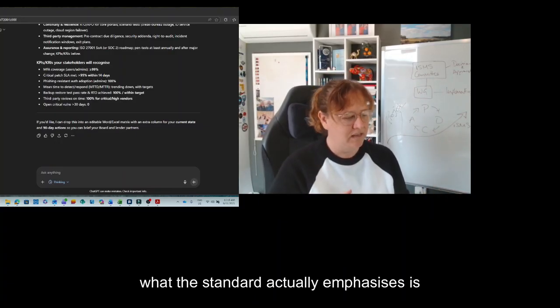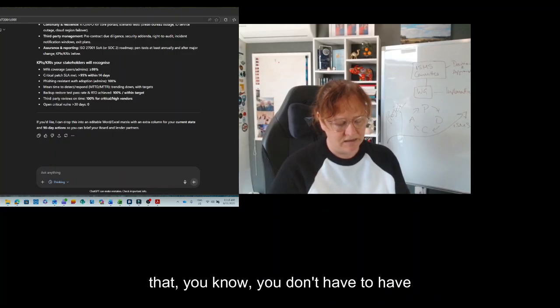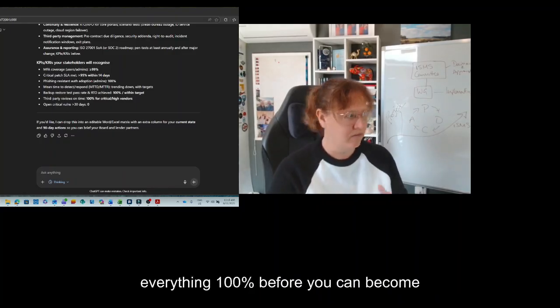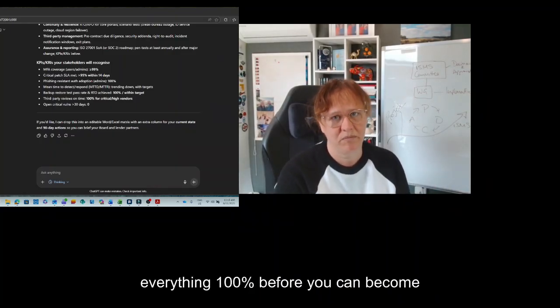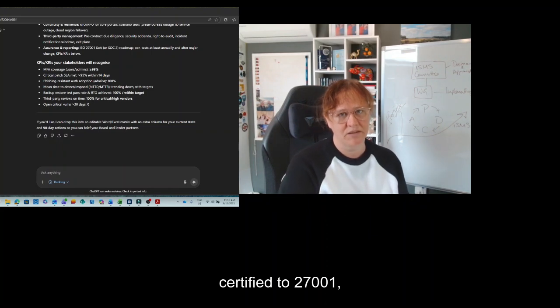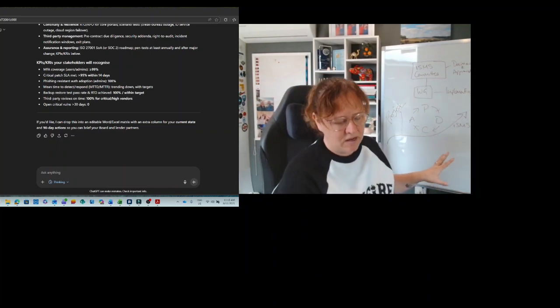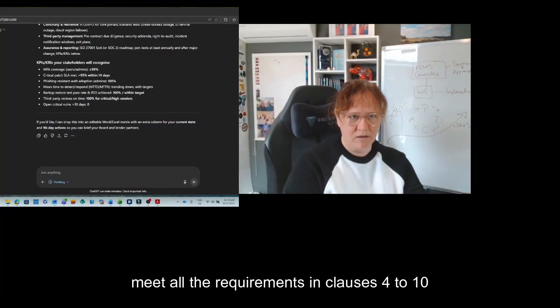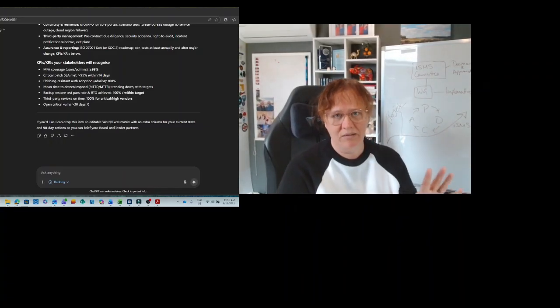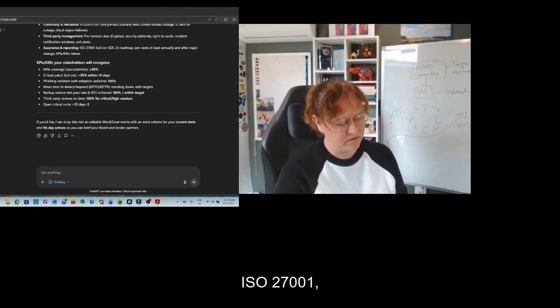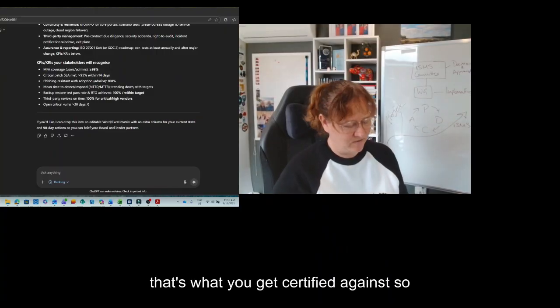So what the standard actually emphasizes is that you don't have to have everything 100% before you can become certified to 27001. As long as you've got the core structures in place to be able to meet all the requirements in clauses 4 to 10 within ISO 27001, that's what you get certified against.